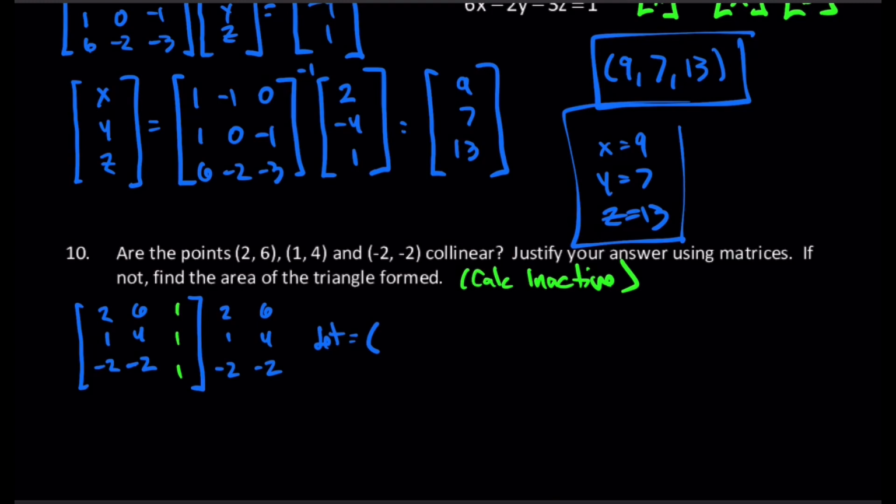So I have 2 times 4 times 1, that's 8. 6 times 1 times -2 is -12. 1 times 1 times -2 is -2. Minus. Now I multiply the uphill diagonals. So that's going to be -2 times 4 times 1 is -8. -2 times 1 times 2 is -4. 1 times 1 times 6 is 6.